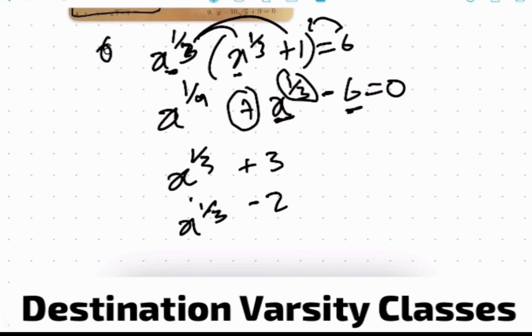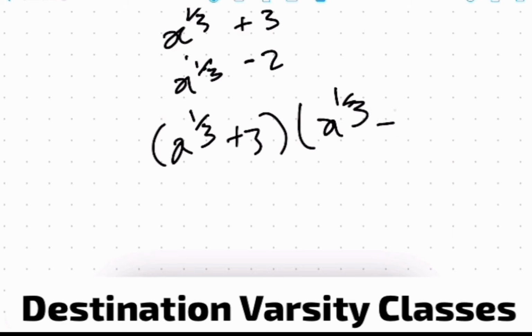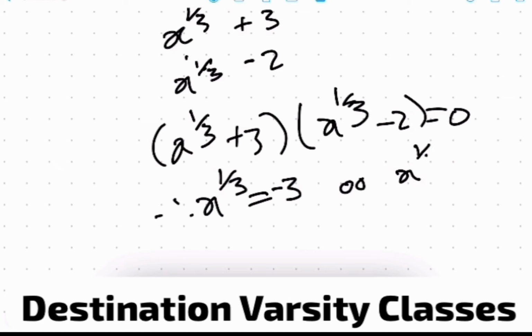So that means in my first bracket, I'll literally have x to the power of 1 over 3 plus 3, and x to the power of 1 over 3 minus 2 equals 0. Therefore, my x to the power of 1 over 3 will be equal to minus 3, or my x to the power of 1 over 3 will be equal to 2. I just equated this to 0 and this to 0, right?